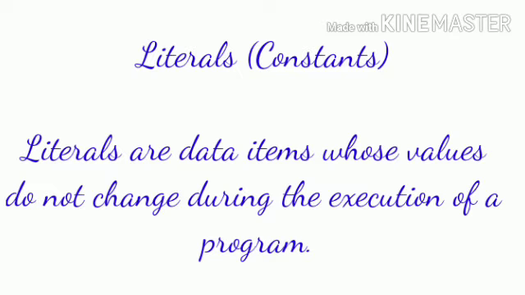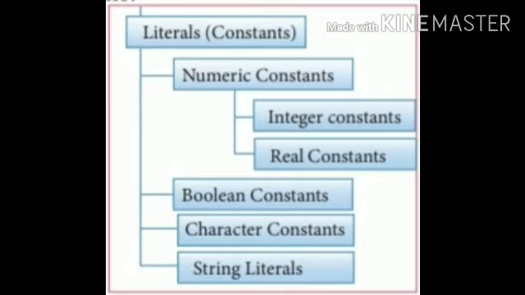Today we are going to talk about literals in C++. Literals is otherwise called constants, which means these are all the data items whose values do not change during the execution of a program. That is named as constant values. It consists of different types such as numeric constants, Boolean constants, character constants, and string constants.